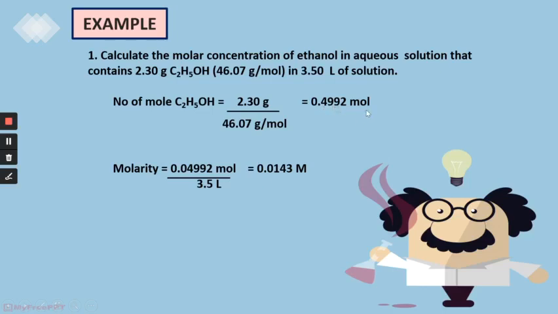0.04992 mole. Okay, and then to calculate the molarity, you just substitute the values for the number of moles of the solute and the volume of the solution in liter. In the question, 3.5 liter of solution is already given, so you just substitute it here. So 0.04992 mole divided by 3.5 liter. So the answer is 0.0143 molar, or 0.0143 mole per liter. And we know mole per liter is molar.